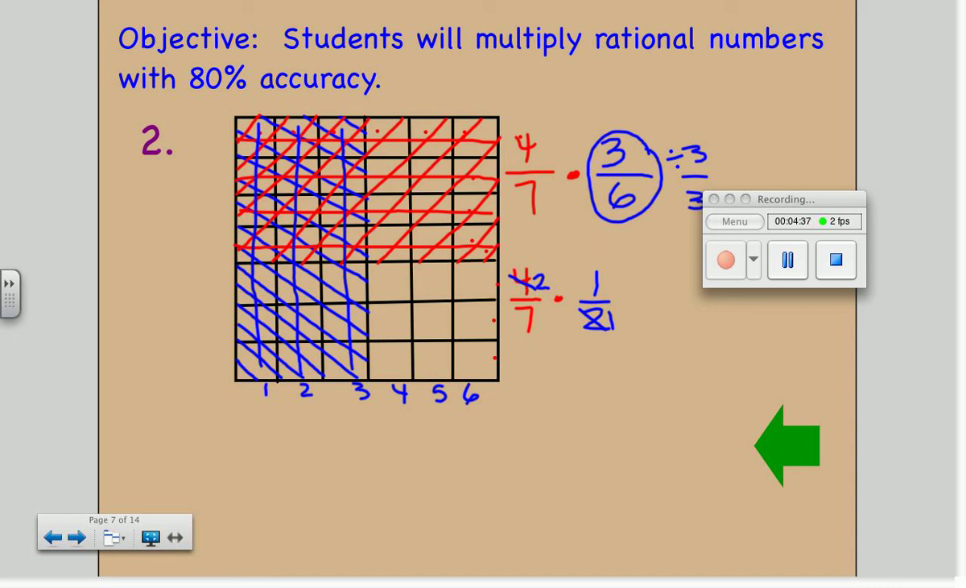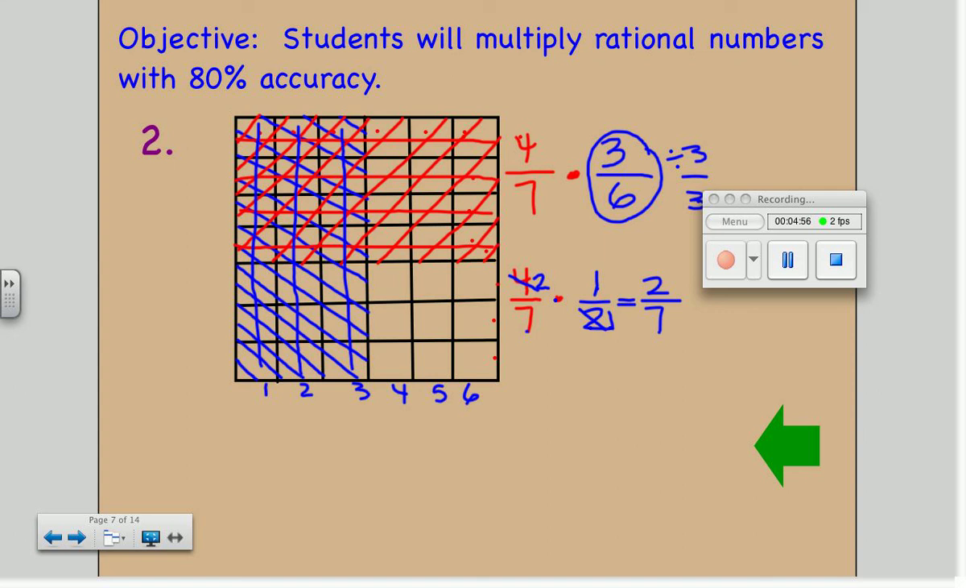Okay? By dividing by 2. So 2 divided by 2 is 1, 4 divided by 2 is 2. And now we multiply straight across. 2 times 1 is 2, and 7 times 1 is 7. 2 sevens. So let's see if we get that, 2 sevens.